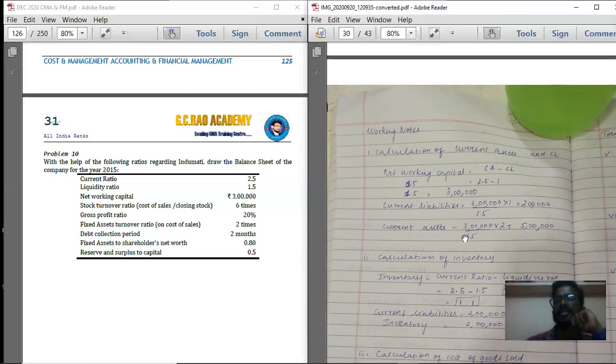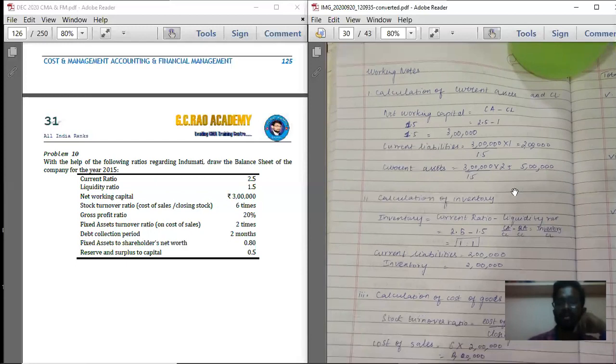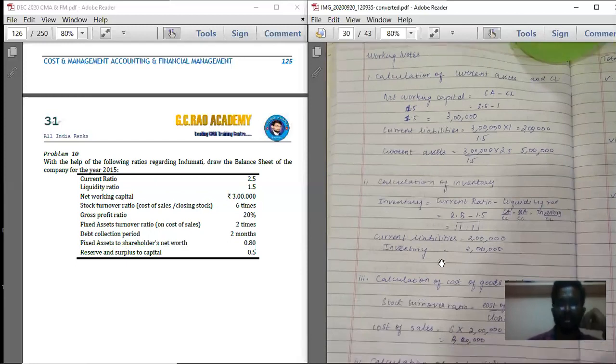Below that, current assets is equal to 3 lakhs divided by 1.5 into 2.5, which is equal to 5 lakhs. Current liabilities is 2 lakhs and current assets is 5 lakhs. So we found current assets and current liabilities.